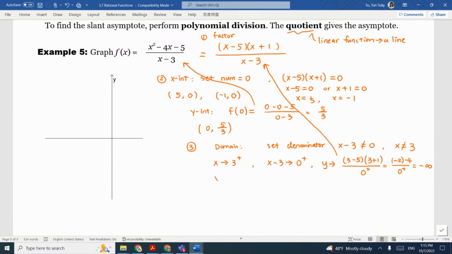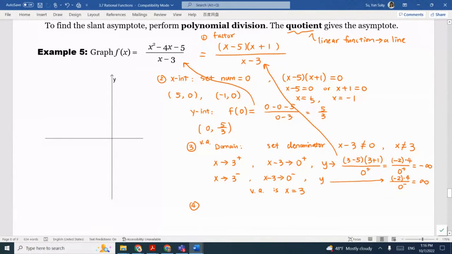Yes. And then when x goes to 3 from the left, we have x minus 3 going to 0 minus. So y goes to, you see, negative 2 and 4 stay the same, but now 0 plus becomes 0 minus. So what is your answer? Positive infinity. Yes, everybody? So that is the vertical asymptote. The vertical asymptote is the line x equals 3.